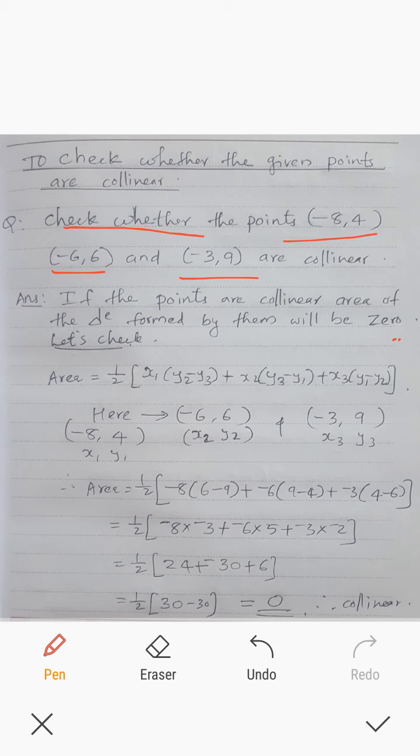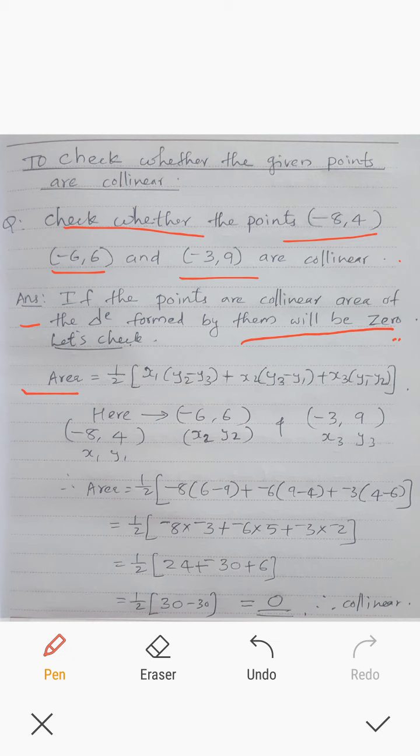by collinear points. So, if we are asked to check whether the 3 given points are collinear, what we have to do is find the area of the triangle formed by the points. And if we are getting the area is 0, we can say no triangle, so the points are collinear. So, answer starts from here. If the points are collinear, area of the triangle formed by them will be equal to 0.